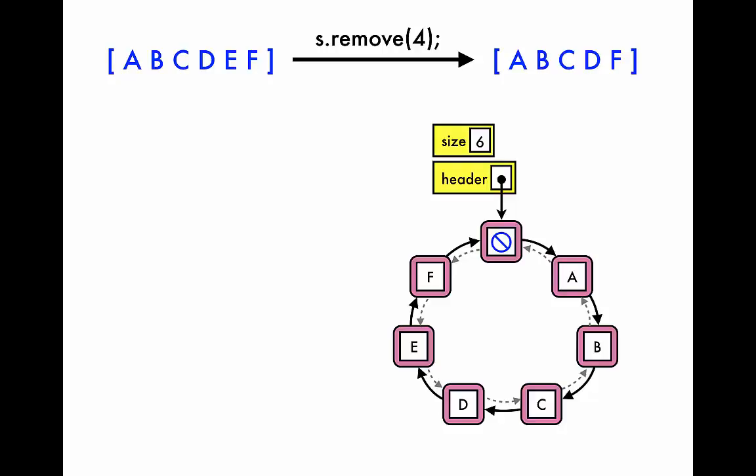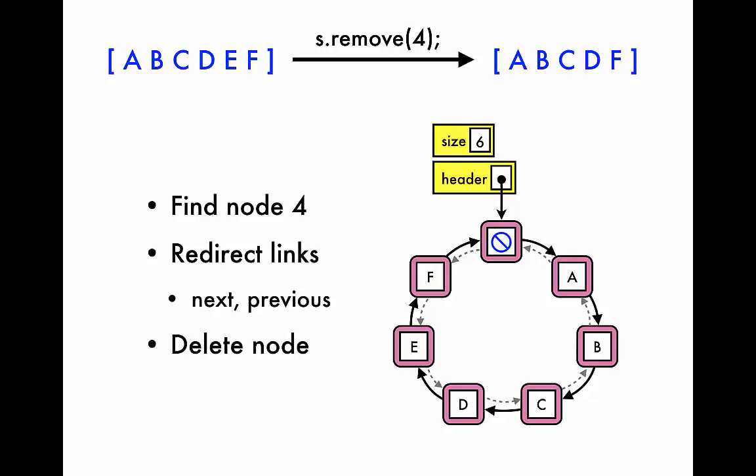To remove an element from the linked list structure, we need to do the following. First, we need to find node 4. Then, we need to redirect all the appropriate links. And finally, we need to delete the node we're removing. Finding node 4 is done with the same technique we talked about when we discussed printing the list. We create a temporary node variable and we iterate or update that variable by having it follow the links.